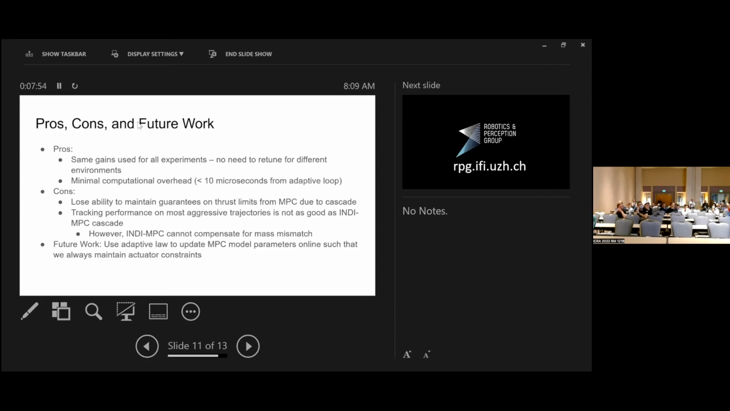Again, same gains we're using for all the experiments, very minimal computational overhead. All of this runs on board a real-time controller, a Jetson TX2 is what we're using. Some drawbacks: anytime you cascade an MPC that has constraints, you're losing the guarantees on obeying those constraints. So that's a problem. And the tracking performance on some of the most aggressive trajectories is maybe not as good as INDI MPC, which is another cascaded approach. However, you can't really compensate for mass or inertia mismatches in those controllers.